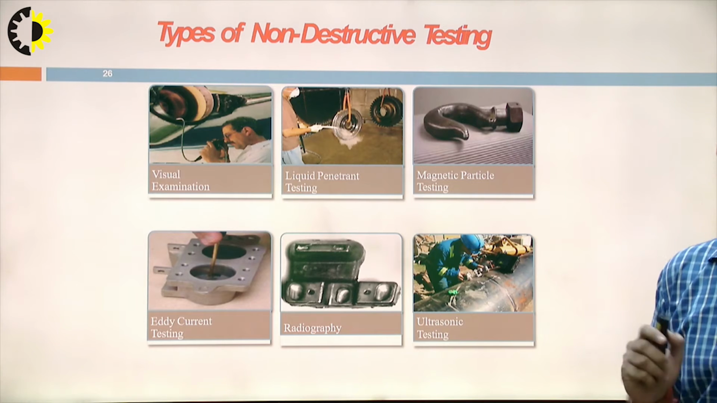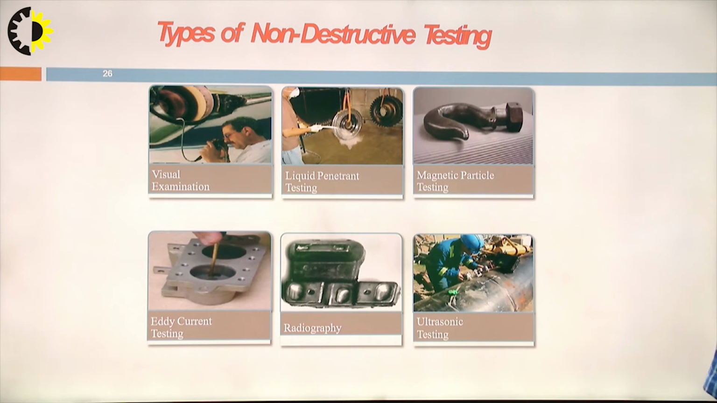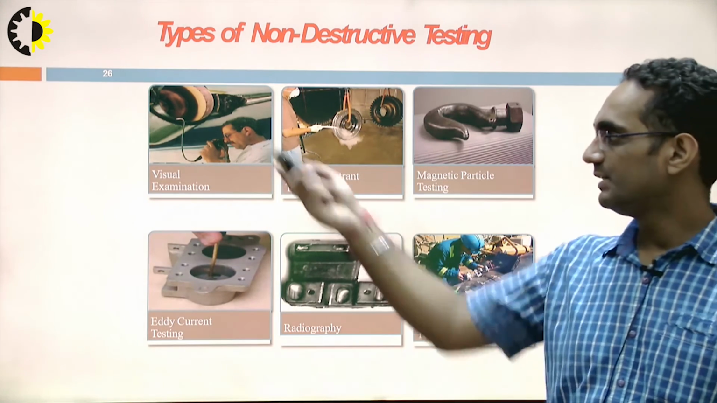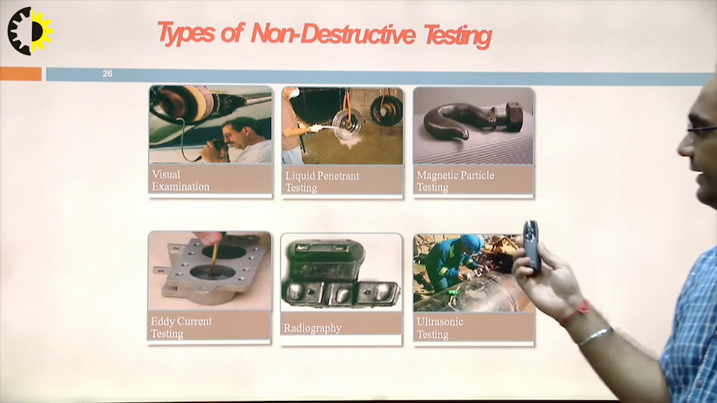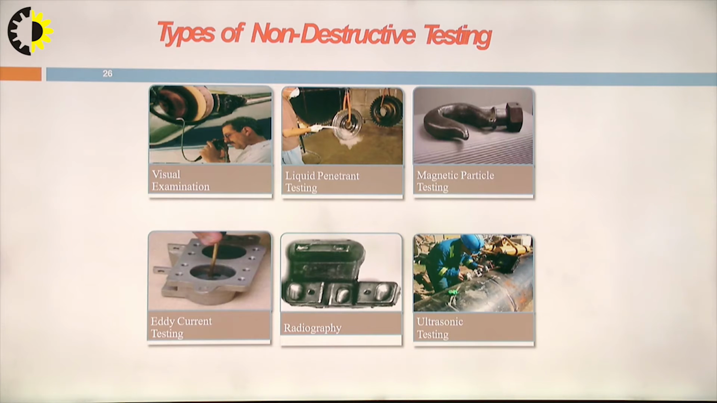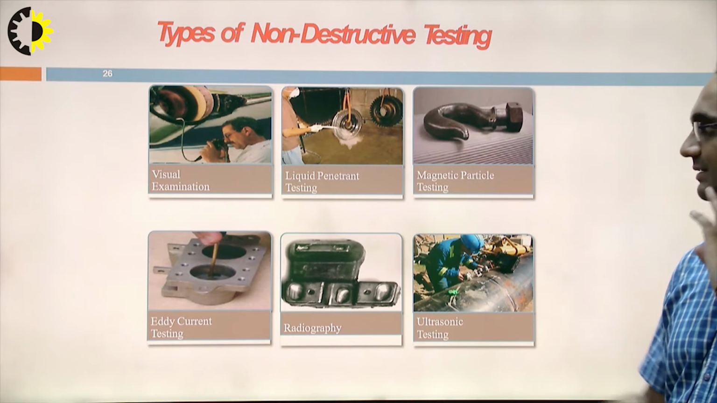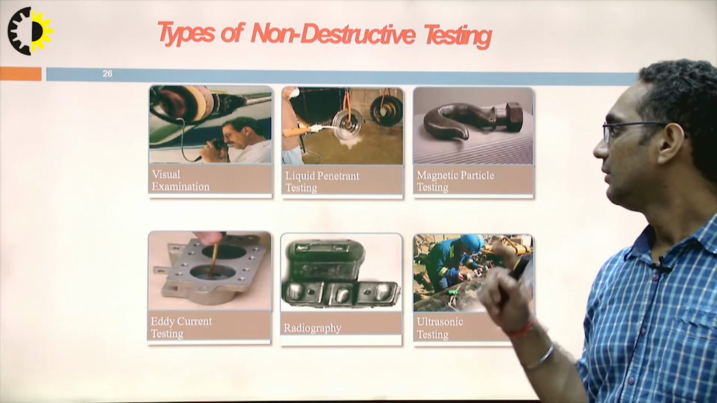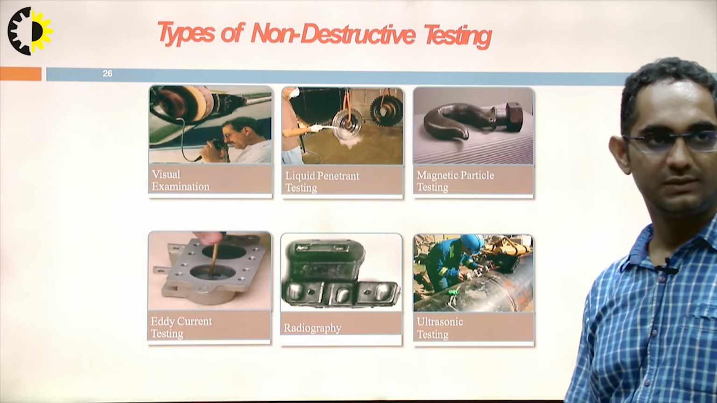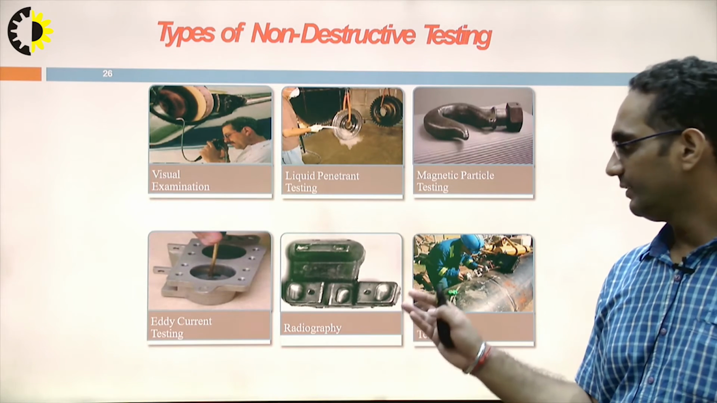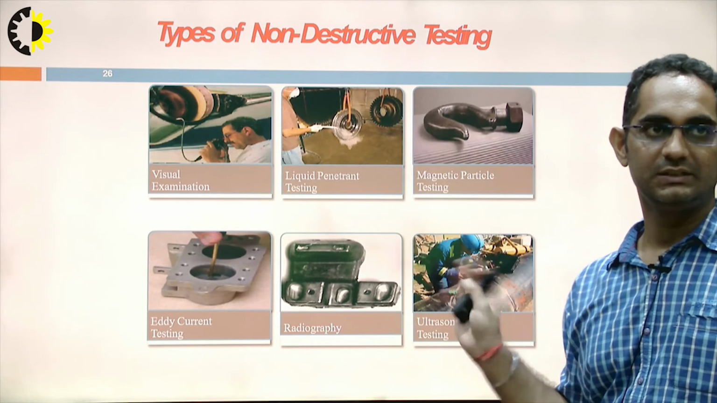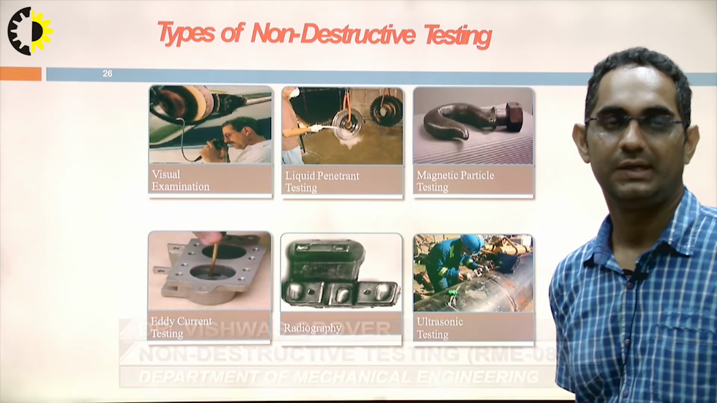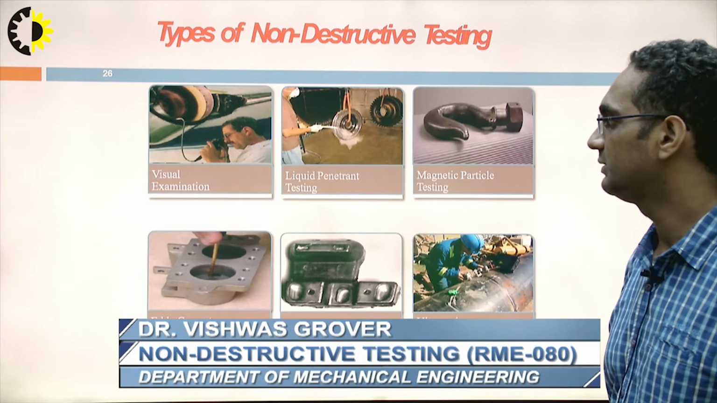Now next is the visual examination. The different types of NDT testing are, first of all, visual examination, in which the test specimen is examined visually. Next is liquid penetrant testing, which we will discuss later on. Then magnetic particle testing, then eddy current testing, and then radiography and ultrasonic testing. These are the different types of non-destructive testing.